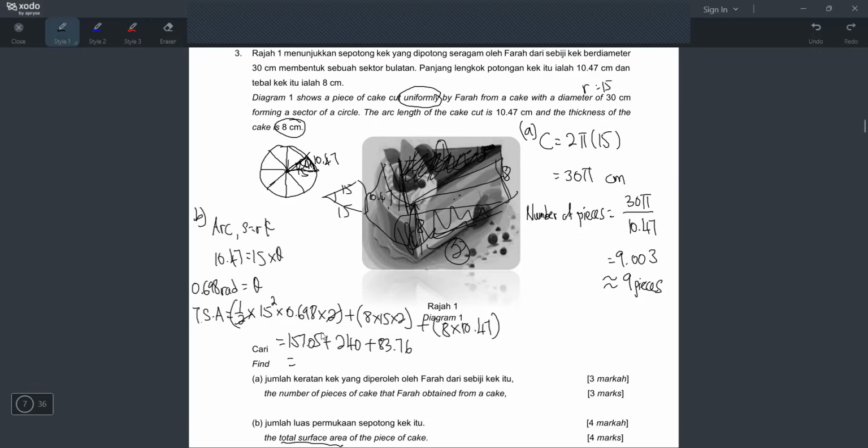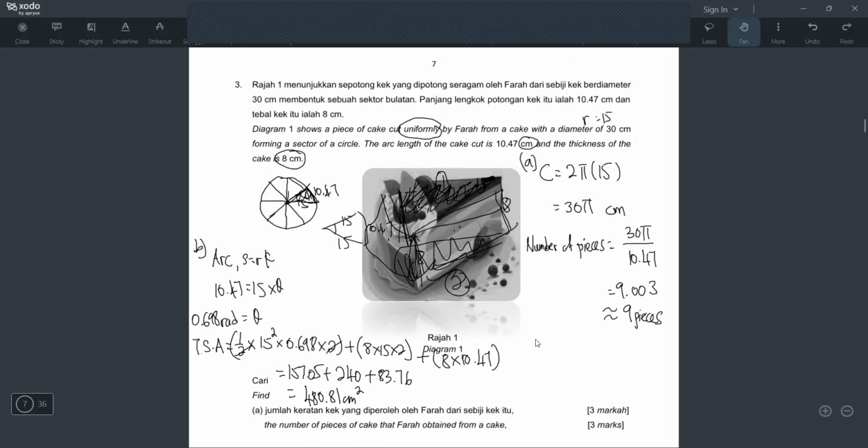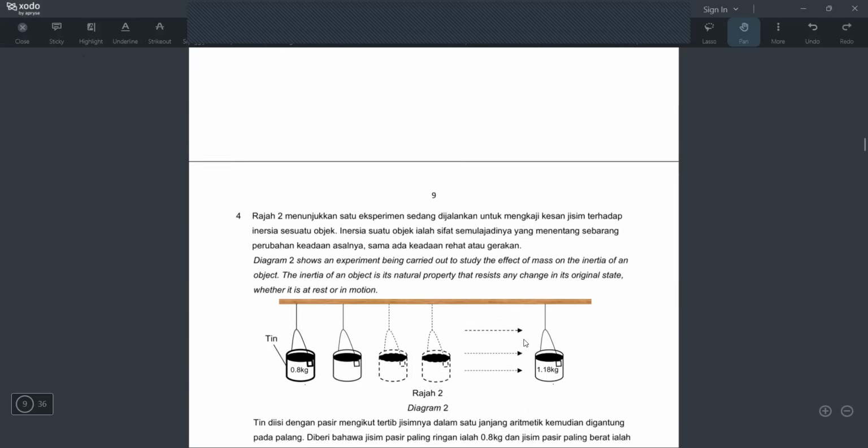So now let's press again. Plus 240 plus 83.76. Okay, this is correct, 480.81. So this is the correct answer. Don't forget to write cm squared because for this area, everything is in cm, right? So yeah, this is the answer. So 7 marks. All right, hope you understand. Okay, let's continue.